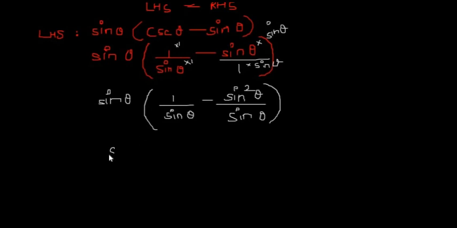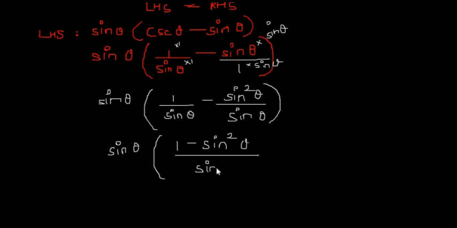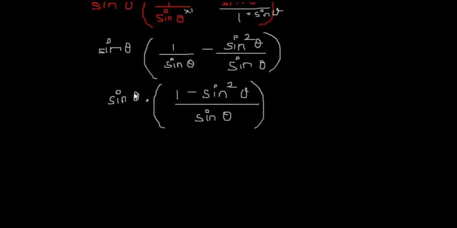After this, we are just going to simplify it further. The sine theta remains the same, and inside the bracket, since the denominators are same, we are just going to combine the numerators. So it becomes 1 minus sine square theta over sine theta. This is a multiplication. Now here, this sine theta cancels with this sine theta because there is a multiplication, and sine theta and sine theta will divide each other. So we are left with 1 minus sine square theta.